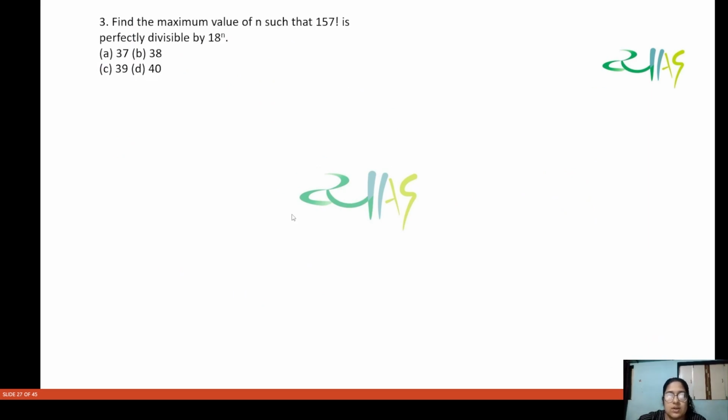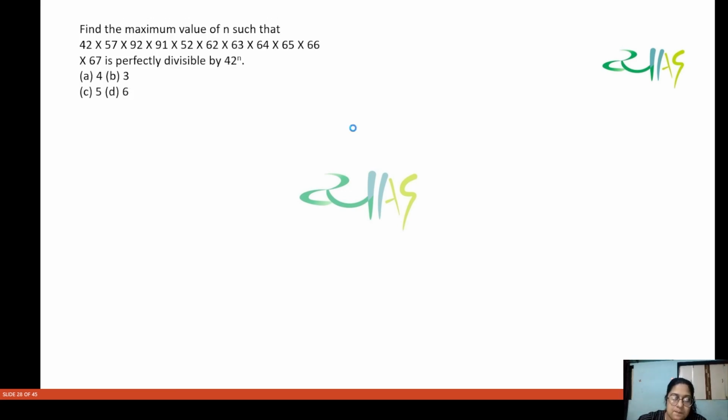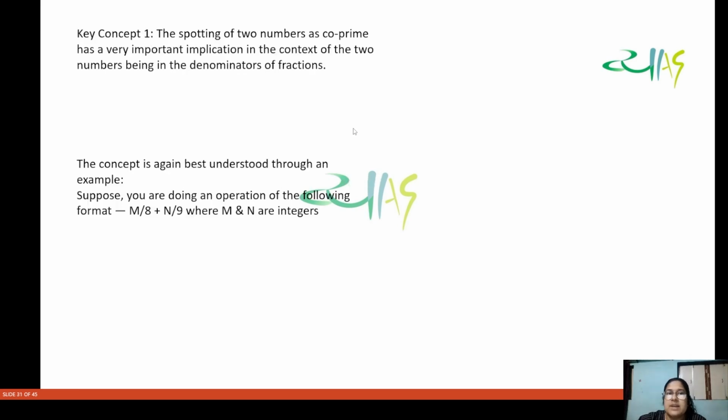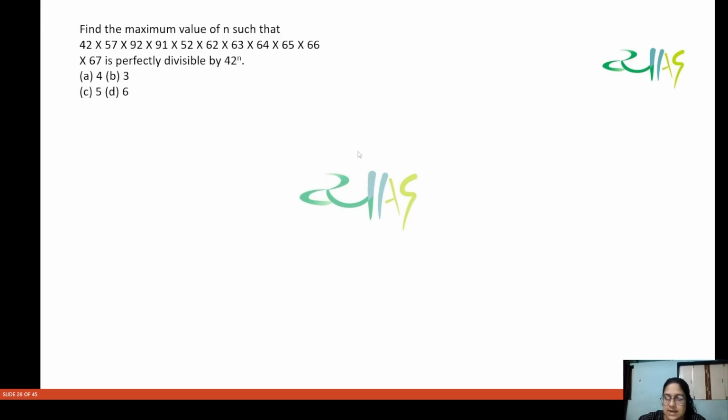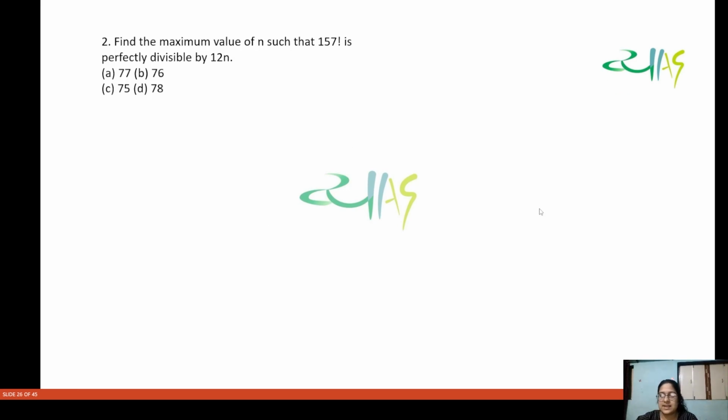So I think now this concept can be applied to other questions as well. I think now everybody will be able to do this. Let's just wrap this class here itself, and we will see other calculations in the next class.